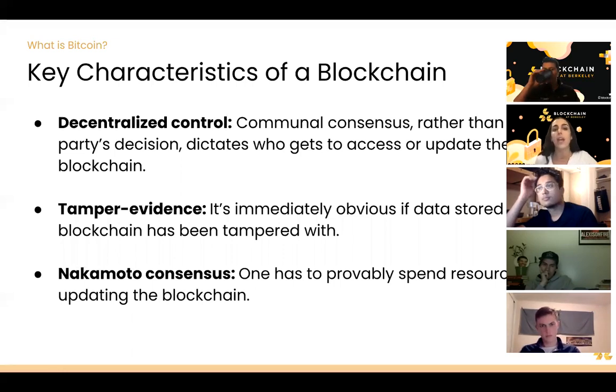And the second one is tamper evidence. So it needs to become immediately obvious if data stored on the blockchain has been tampered with. This just means that if someone changes something on the blockchain, tampers with something that's already there, or acts in a malicious way, everyone else will be immediately able to see that.